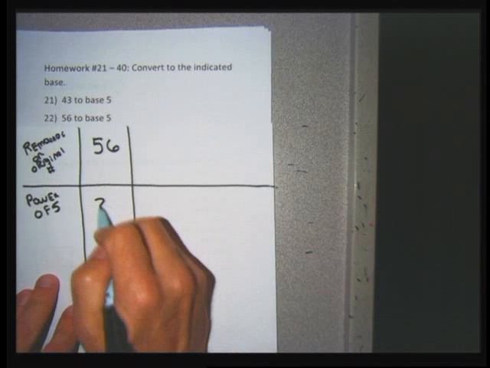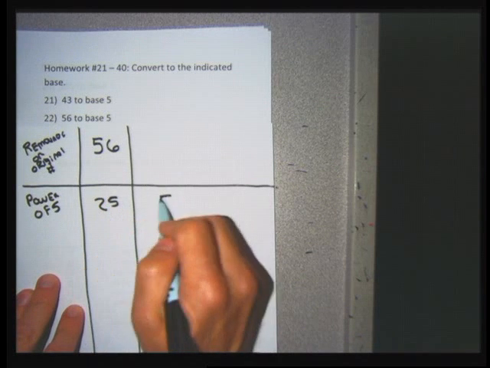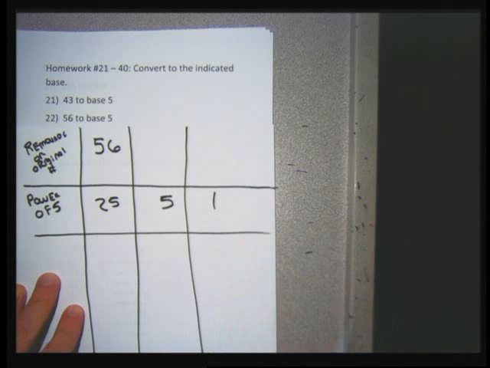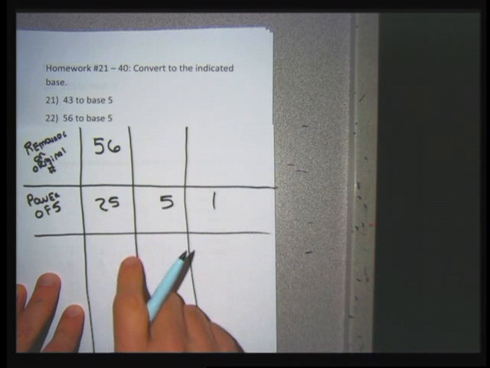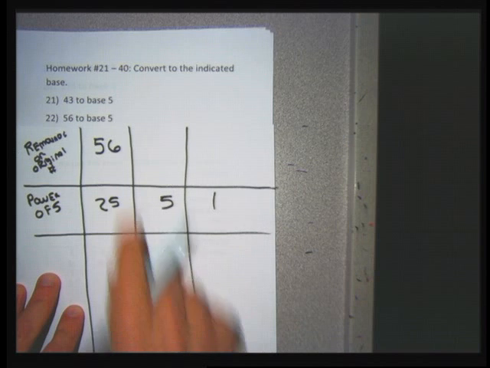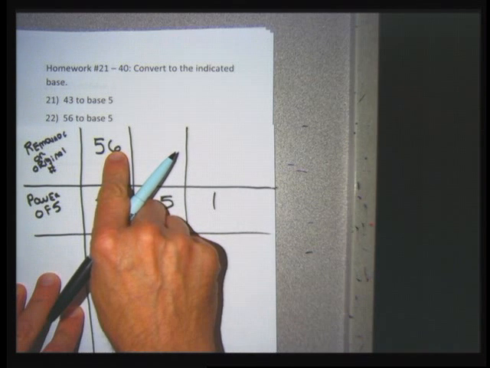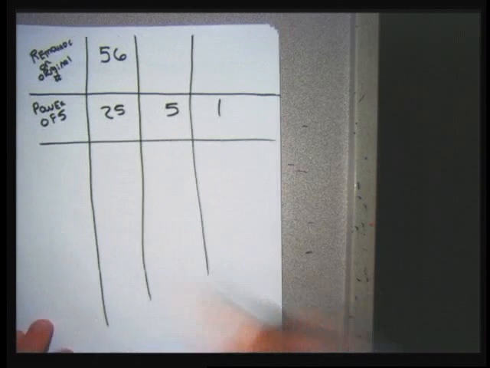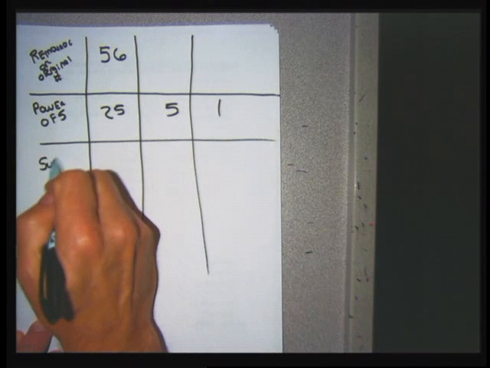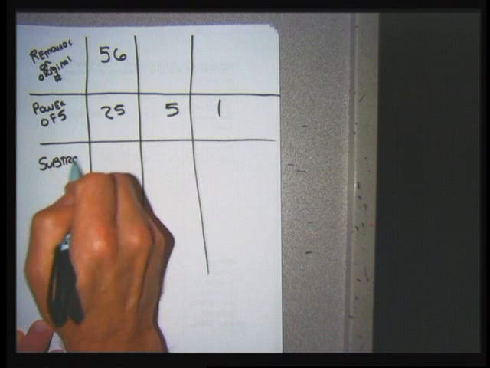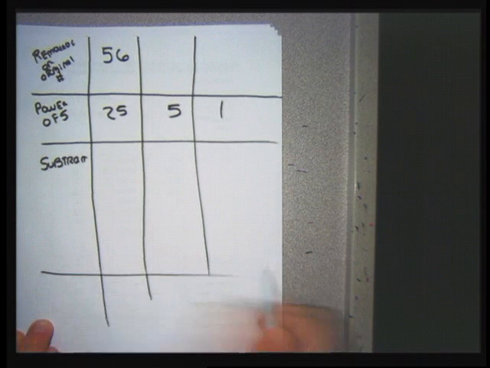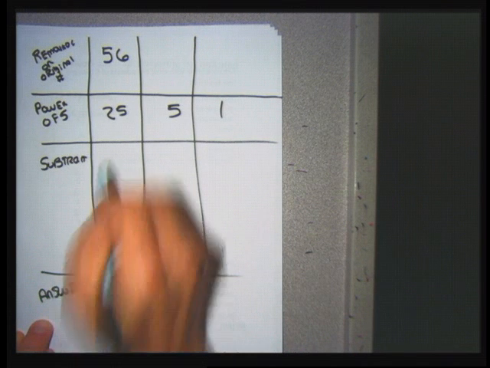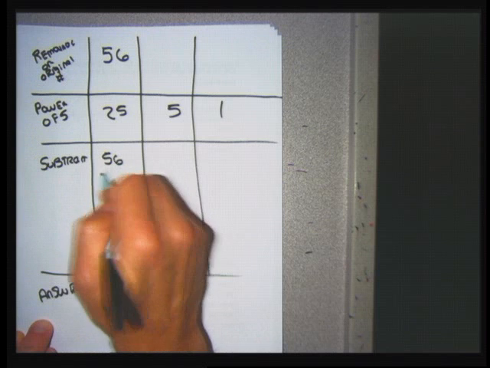So we're going to have a 25, a 5, and a 1. The only difference from your problem 21 and my problem 22 is you should have a 43 where I have my 56. But your powers of 5 should be the same. And now we're going to start subtracting. And I'll be ready down here for my answer. First subtracting I'm going to do is 56 minus 25.